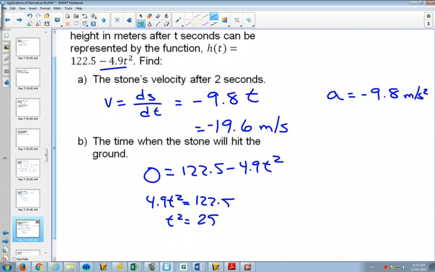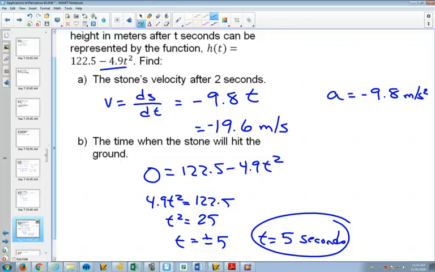Square root both sides. When you square root both sides, technically you should write plus or minus, but you can't in a real life situation. Maybe I'll show the plus or minus, and then the only realistic answer is 5 seconds. This would be the actual formula of this situation. If you were on a cliff 122.5 meters above the ground and you dropped a stone, it will hit the ground in 5 seconds.